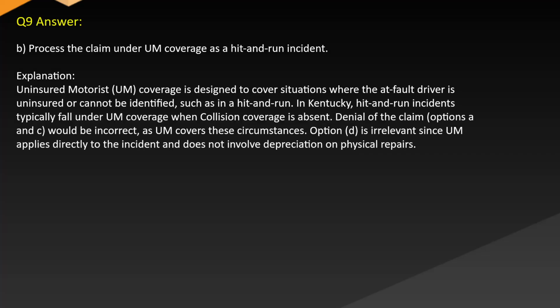Answer: B. Process the claim under uninsured motorist coverage as a hit-and-run incident. Explanation: uninsured motorist coverage is designed to cover situations where the at-fault driver is uninsured or cannot be identified, such as in a hit-and-run. In Kentucky, hit-and-run incidents typically fall under this coverage when collision coverage is absent. Denial of the claim, options A and C, would be incorrect, as this coverage covers these circumstances. Option D is irrelevant since this coverage applies directly to the incident and does not involve depreciation on physical repairs.